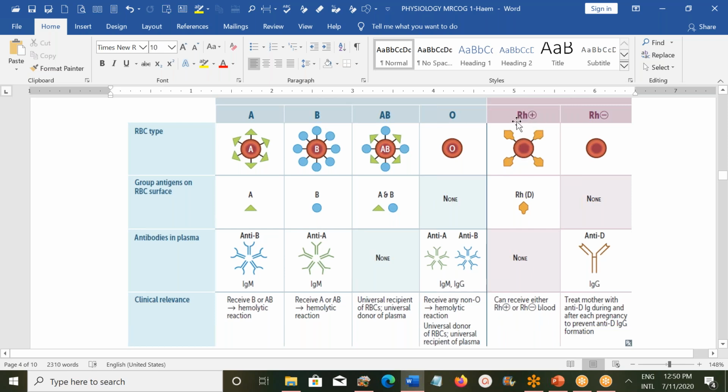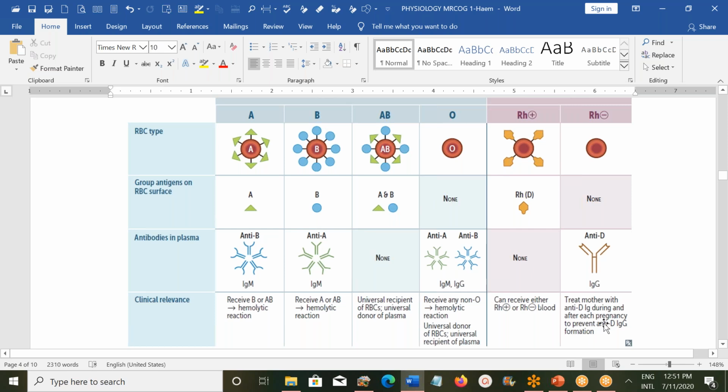They will not show any reaction. So these Rh factors are also present on the RBCs like that. So they can receive either Rh positive or Rh negative blood. Now look at the Rh negative patients. If the mother is Rh negative, then we will have to give them anti-D immunoglobulin during and after each pregnancy to prevent anti-D antibody formation, otherwise there will be hemolysis.